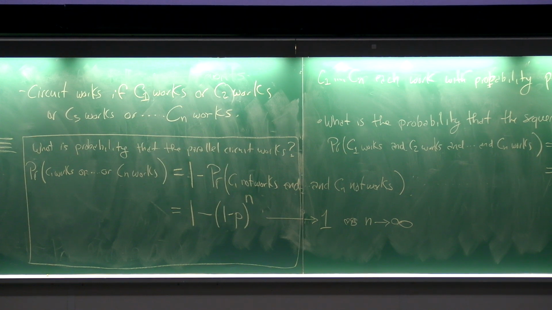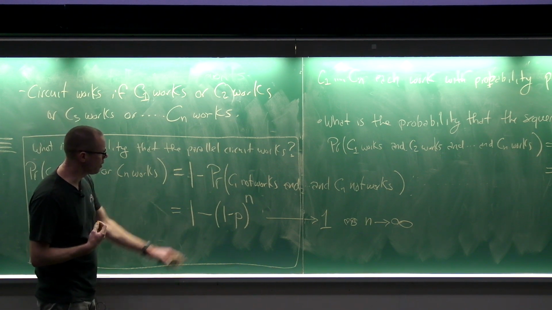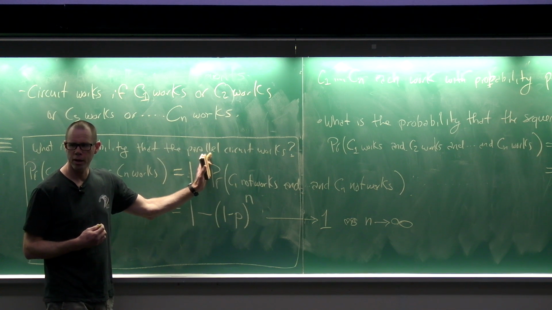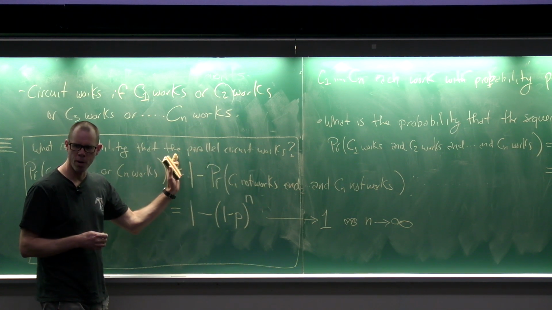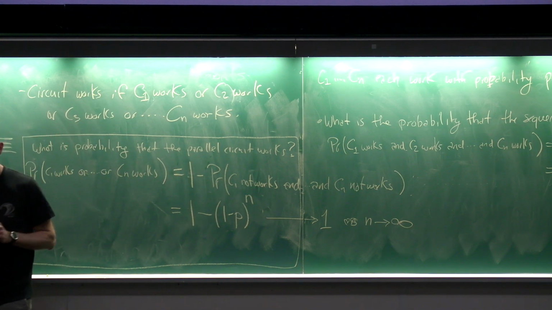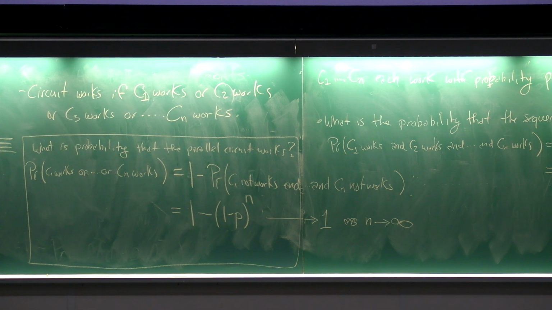Well, because you have to work through it slowly and say, what does it mean to say that C1 works or C2 works or Cn works? Well, it means at least one of them works. What's the opposite of that? The opposite of that is none of them work. So if I can compute the probability of the opposite thing, the complementary thing, that's this, none of them work, then the probability of the original thing is 1 minus that. That's the complement rule.